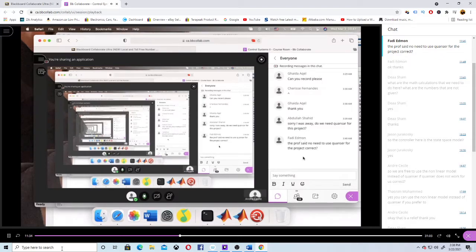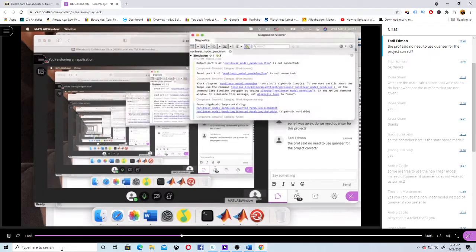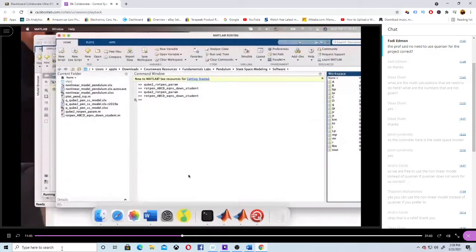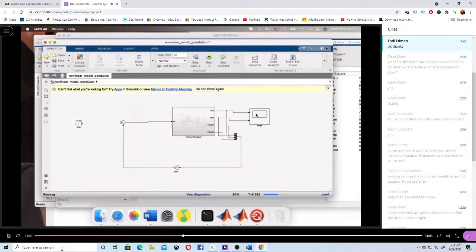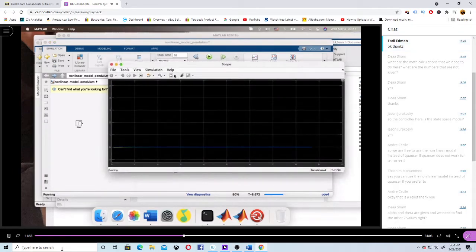You don't actually need Quasar for this project, but if you want, you can use Quasar Virtual Lab. But if you don't want to use Virtual Lab, you have to use the nonlinear model as I show here. You have to substitute the Quasar block as well.